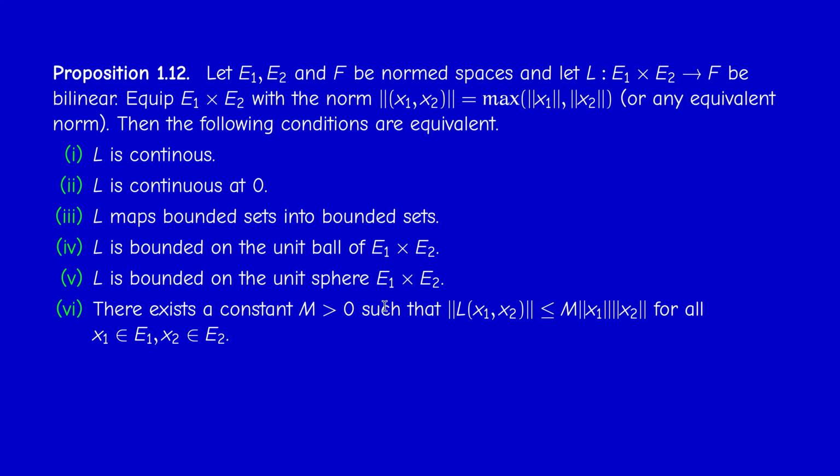Sixth condition: there exists a constant M such that the norm of the image of a couple is less than a constant times the product of the norms of each component. Okay, so this really looks like the properties of linear bounded operators of one variable. But here, if you observe, I didn't talk about Lipschitz continuity nor about uniform continuity.